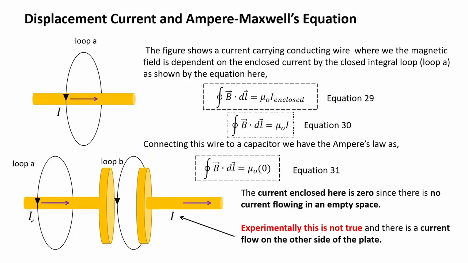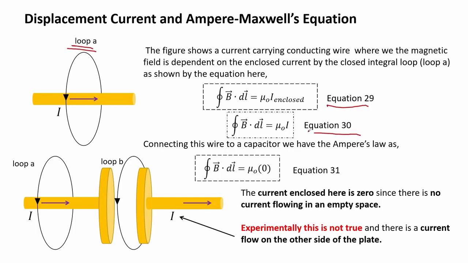Recall the equation for Ampere's law. The figure shows a current-carrying conducting wire where the magnetic field is dependent on the enclosed current by the closed integral loop, loop A, as shown by the equations here, equation 29 and equation 30.